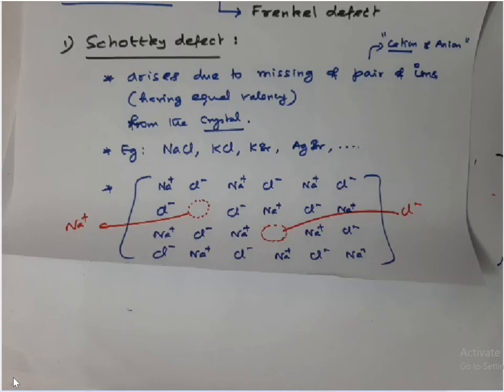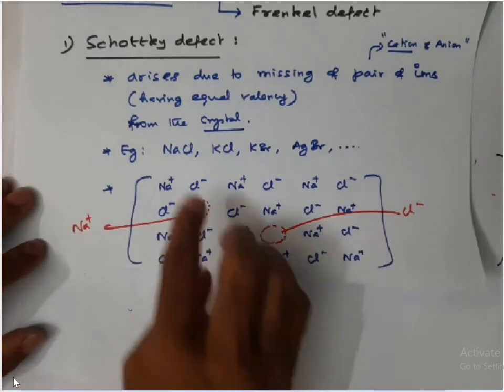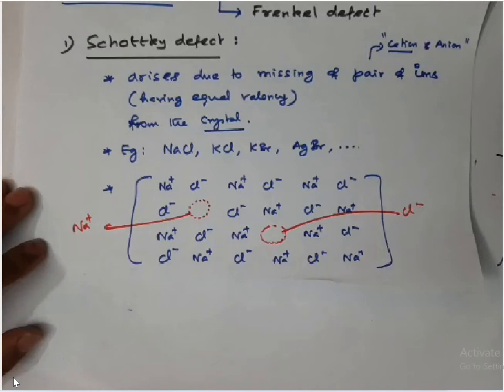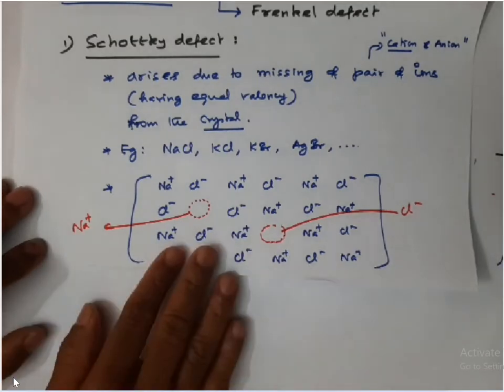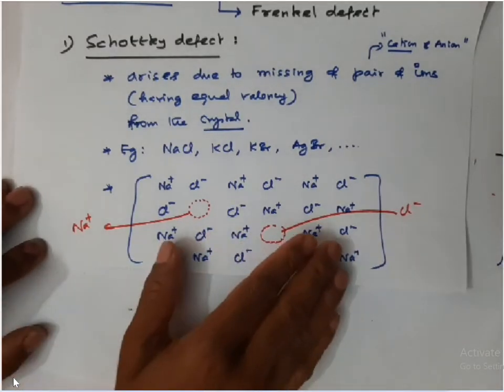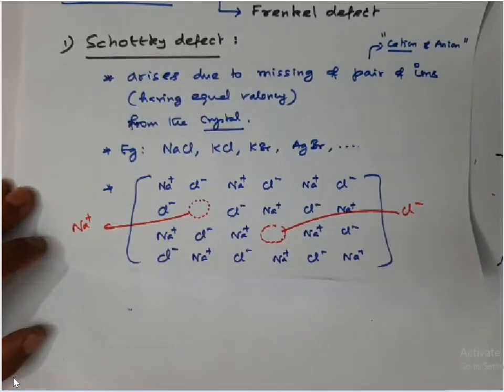Therefore, you will get a defect. We call that defect as Schottky defect. So remember, Schottky defect arises whenever a pair of ions, here pair of ions that I mean is cation and anion, are missing from the crystal lattice. Then we get what is called Schottky defect.